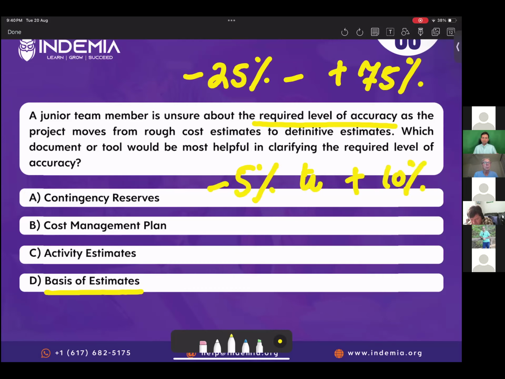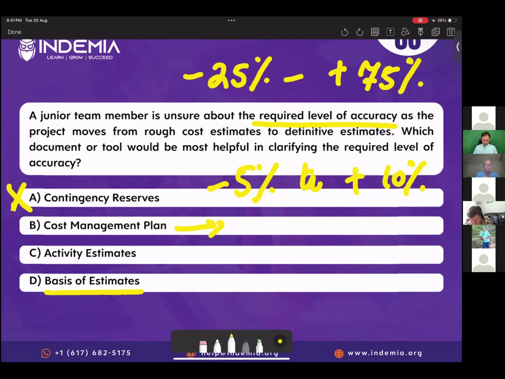Now the question is, we are not sure what should be the level of accuracy of our project. How accurate should our estimates be? 100% accurate means a narrow range or a single number. So we're not sure about the required level of accuracy. Now, contingency reserve. What is contingency reserve? It's the amount that you need for risk. It has nothing to do with the level of accuracy. We can eliminate it.